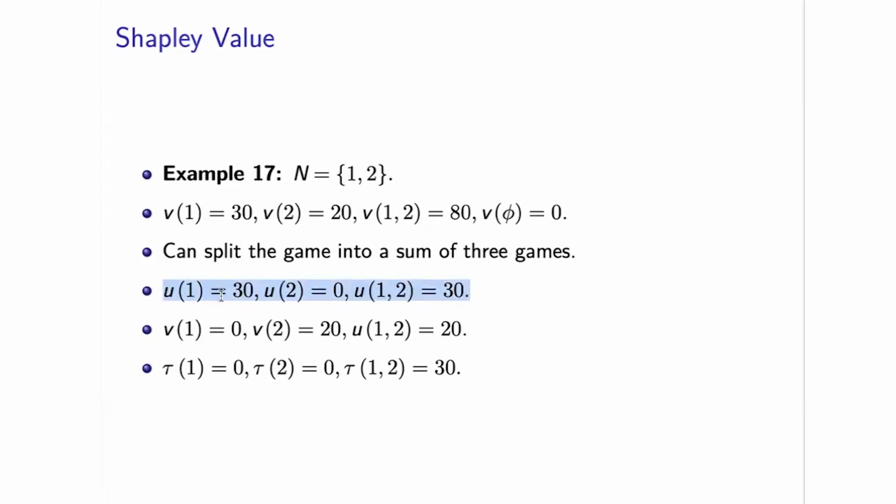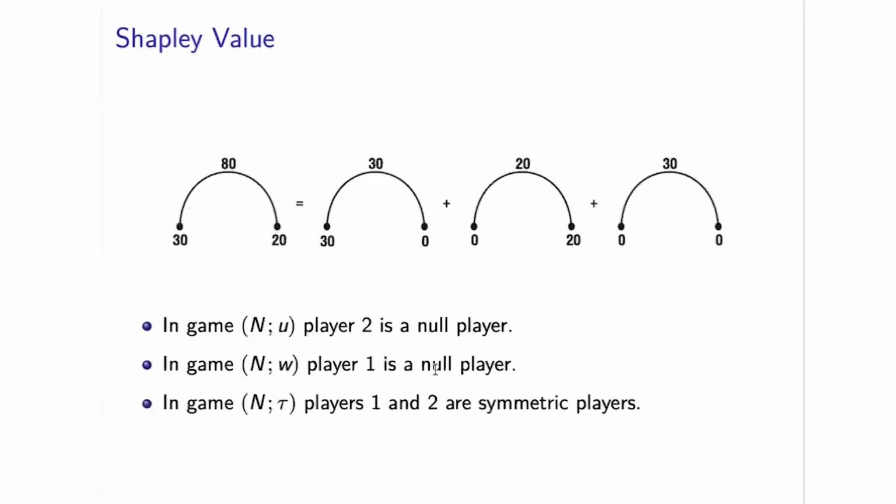So the game U has U1 equal to 30, U2 equal to 0, U12 equal to 30. The game W has W1 equal to 0, W2 equal to 20, W12 is equal to 20. And the third game is tau. Tau 1 equal to 0, tau 2 equal to 0, tau 1,2 equal to 30, right? So we can represent the game in the following way, right? So this is the graphical description of the game.